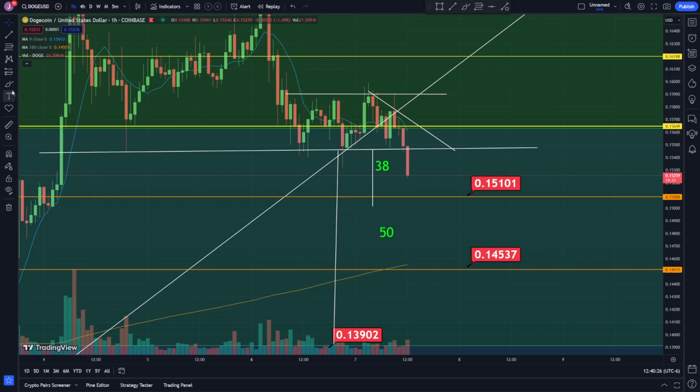Dogecoin looks like it's breaking to the downside right now. What I was watching is this support and this support, giving me this support line right here. It looks like we're breaking that to the downside.